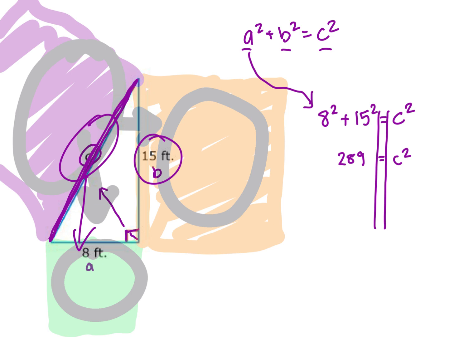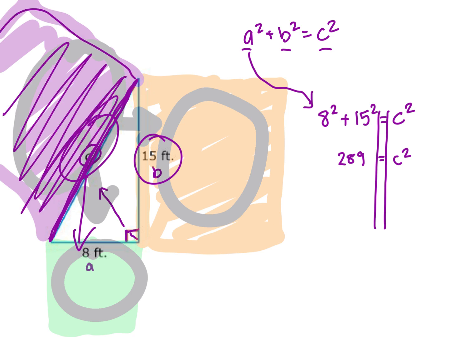So what step have I forgotten? Well, I now have c squared. I have what all of these little squares all together add up to, but all I want to know is what's the one side. So I'm going to do the opposite of squaring a number. I'm going to take the square root of the number. So I'm taking the square root of both sides. Okay, so on this side, the square root of 289 is 17.